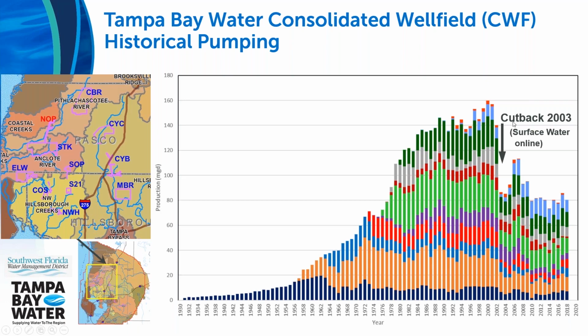You note that there's a significant change in the pumping in 2003. This is when Tampa Bay Water brought surface water online as a potable source. This was in agreement through the arrangement of the Consolidated Wellfield permit with the Water Management District. You can see this significant pumping change from the 150s down to below 90 million gallons a day. In the water use permit, by the year 2008, it was required that Tampa Bay Water limit the production from this well field to 90 million gallons a day.